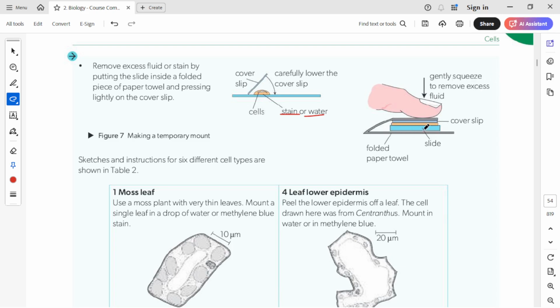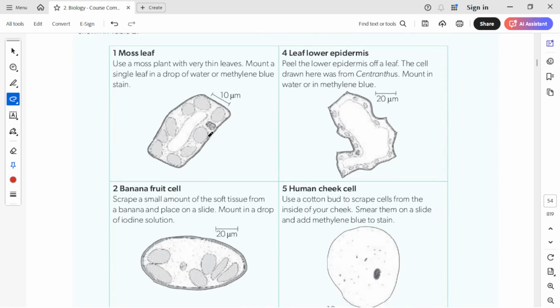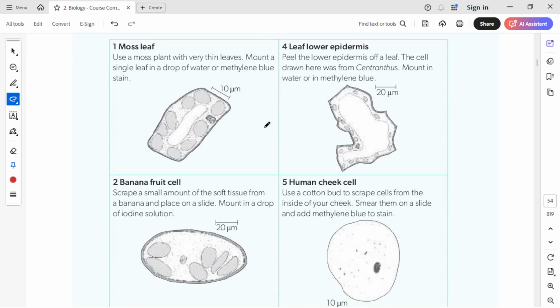No air bubble should come inside it, so you should do it sideways so that the air actually gets removed slowly. If you put it down like this, the air bubbles will go out this way. So here we will see certain sketches which are actually seen under a microscope, different cells.